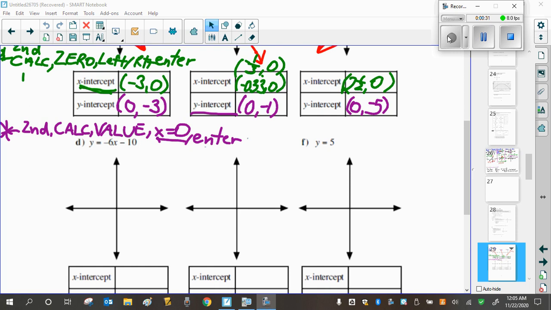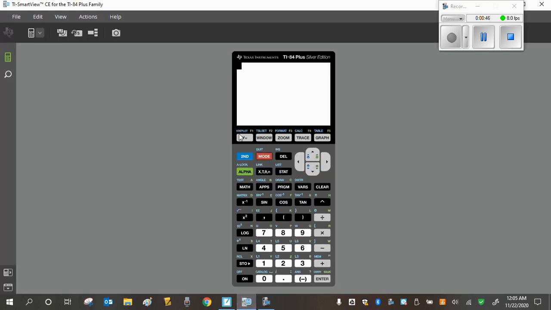We're just going to do one calculator question. It's going to be d, y equals negative 6x subtract 10. So go ahead and go to page 27. And the first thing we're going to do is sketch. So hit your y equals button. There's something there. Press clear. And for negative 6x, I press negative, not subtract, 6, X is beside the alpha. Subtract 10, and then graph.